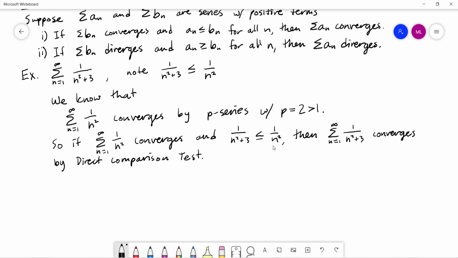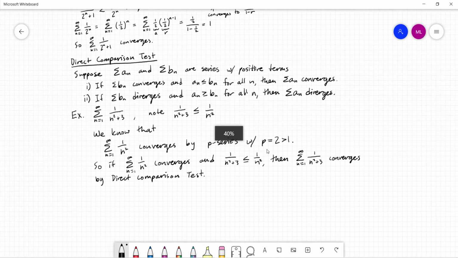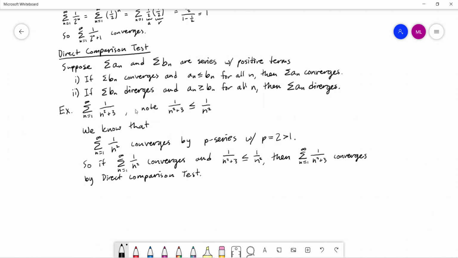So the direct comparison test works great most of the time for when we have a comparison like this, where we've got some unknown one that's similar to one that we do know. But what happens in the case where instead of this being a +3, what if it had been a -3 instead? What would we do in that case? Because now this wouldn't hold anymore. I would suspect that the behavior is probably still pretty similar to a p-series, right? Doing a -3 here isn't going to change that much, but how can we be sure?